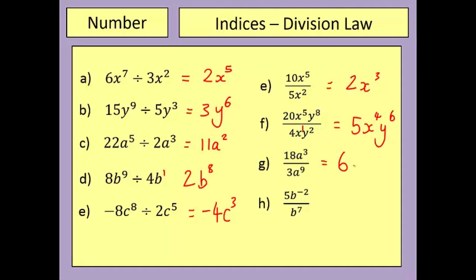This one here 6, a to the negative 6, and finally 5b. And this one you have to be a bit careful because it's negative 2 subtract 7, which is negative 9.